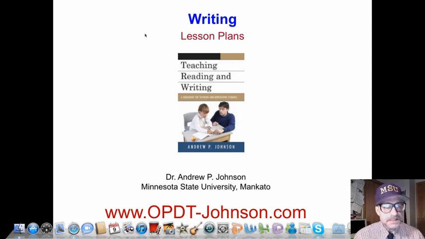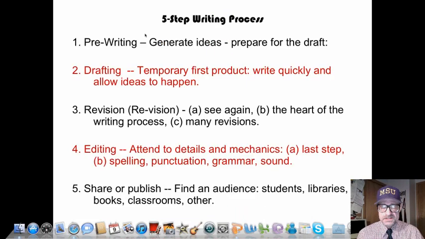We are looking at writing in general, writing lesson plans in specific, and this is dependent on you teaching the writing process, or the 5-step writing process. You should be teaching the process of writing just as much, if not more, than the product. Sadly, most writing instruction that occurs in schools teaches just the product, just grammar, spelling, and punctuation. They teach the 5-step paragraph or whatever that is.